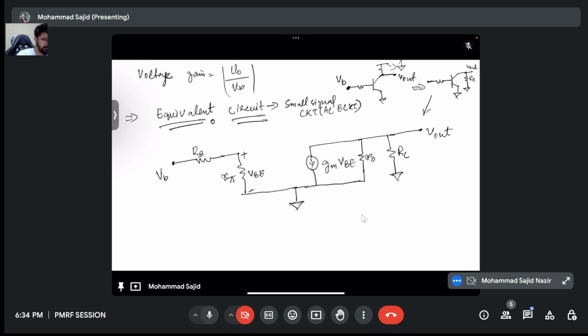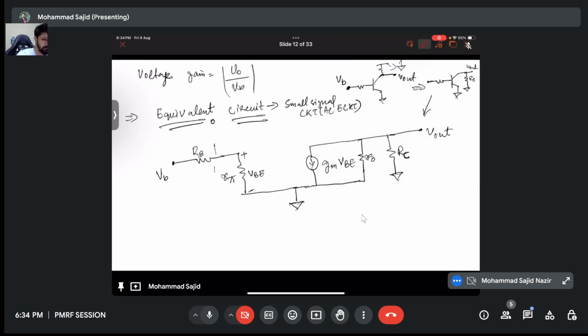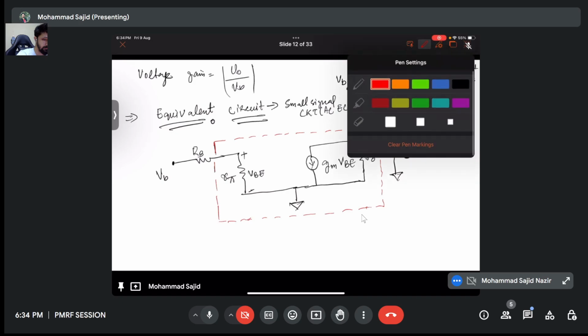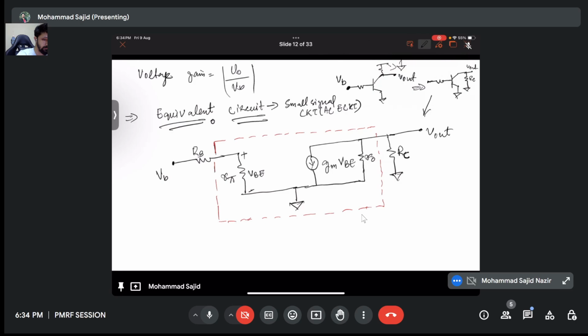V output, and we have the collector resistance. And this part, let me use a different color. This is an intrinsic transistor, right? Where we have output resistance R0. gm VB governs the current flowing through the transistor, and this is the R pi, which is the input resistance. Now, what we are supposed to do is calculate V naught by VB.